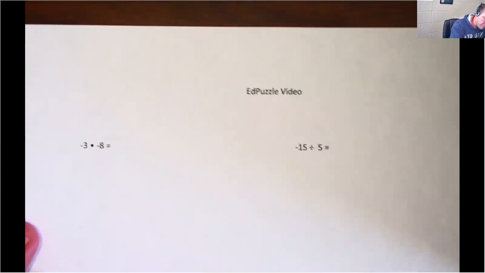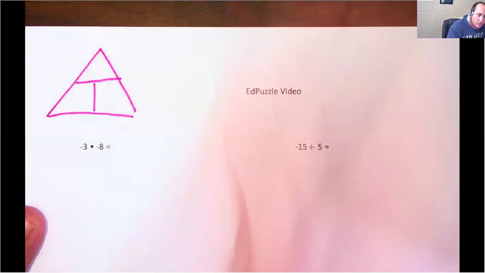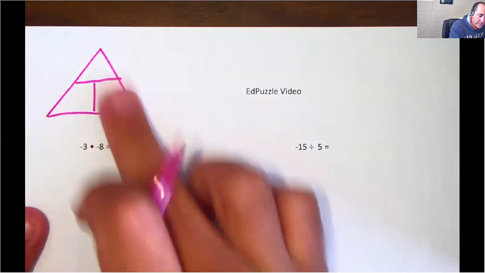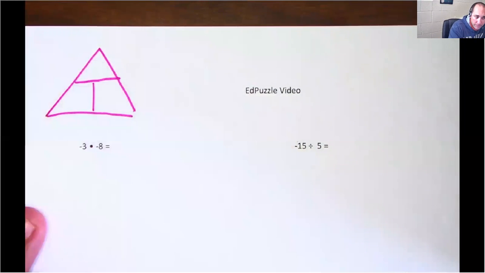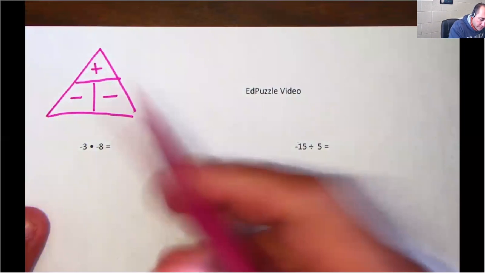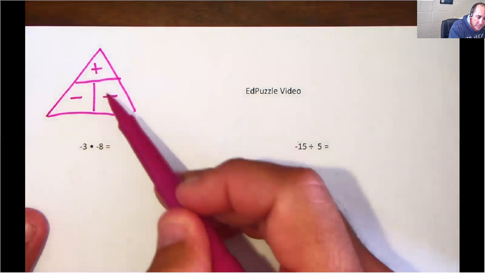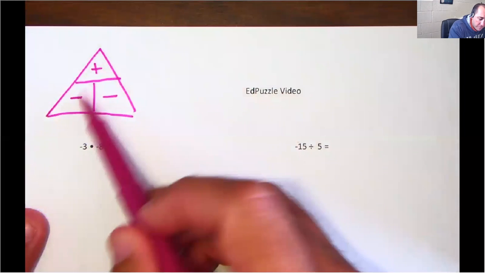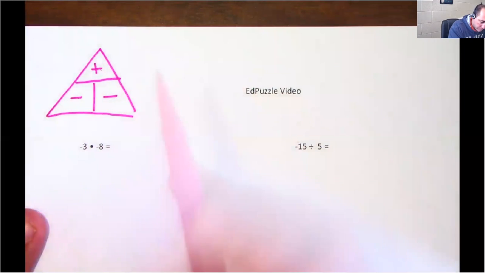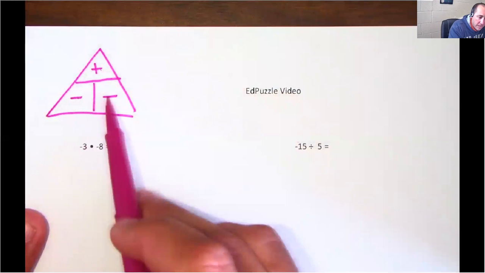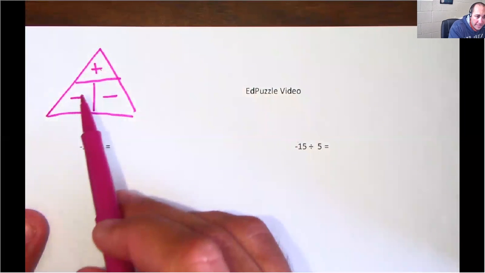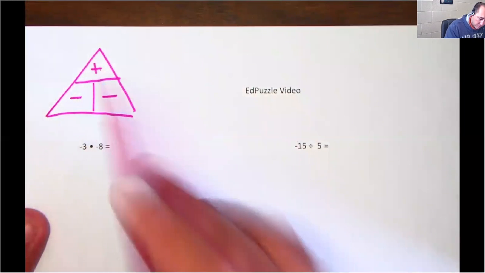Let's see if we remember how to fill in the sleepy triangle. So we're going to build ourselves a triangle. Do we remember what goes in the three spaces? Negative, negative, positive. The way we read it, negative times positive is a negative. Negative divided by a positive is a negative. A negative times a negative is a positive, and a negative divided by a negative is a positive.